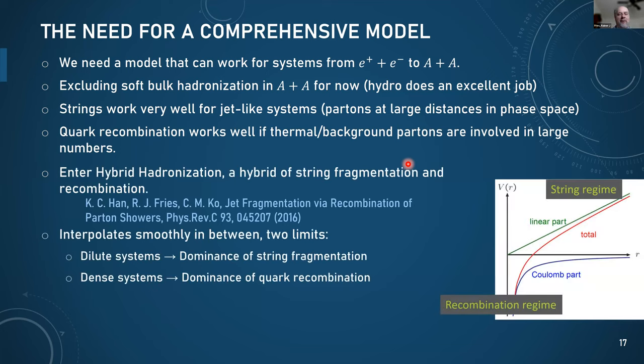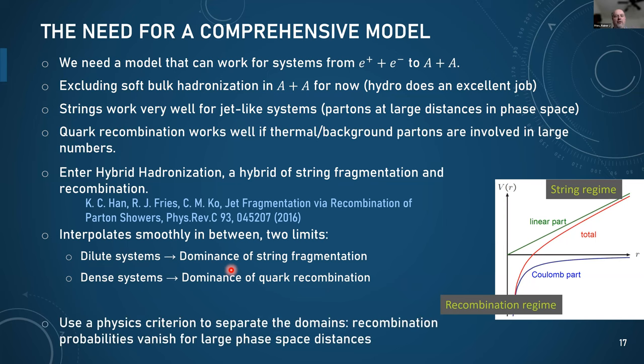There are two ways of thinking about that. Going back to the plot of the Cornell potential, you have the long-distance part that is very nicely described by string fragmentation, but you also have the Coulomb part, and let's apply recombination to that Coulomb part. If partons are close together in phase space, then let them recombine if they want to. Here in the schematic, dilute is basically everything that's not heavy ion collisions, and those are the two limits. So you need some kind of cutoff between those two models, string fragmentation and recombination.